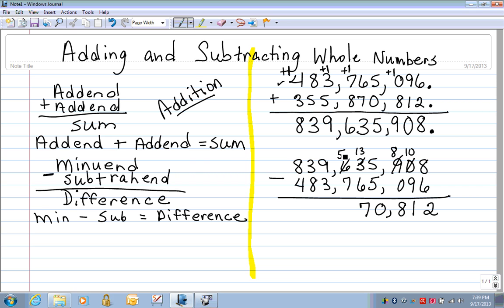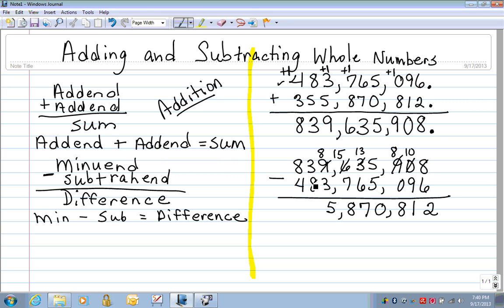Okay, again, 5 minus 7. I can't do that. So I need to go next door and borrow and make the 9 an 8. And then I need to add the 1 here to make this a 15. 15 minus 7 is 8. 8 minus 3 is 5.